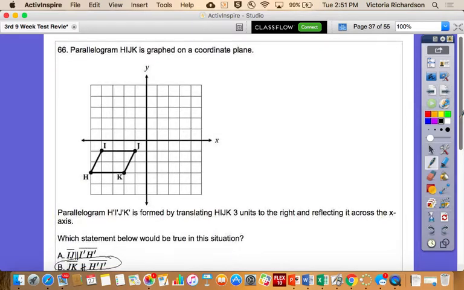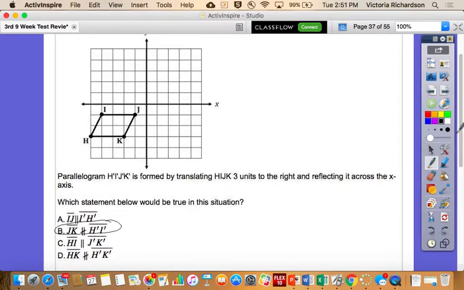This is similar to the last one. So it says which statements would be true if you translate HIJK 3 units to the right and reflect it across the x-axis. And the one, statement B, is not true. It says JK, which is right here, is not parallel to HI. They are parallel.